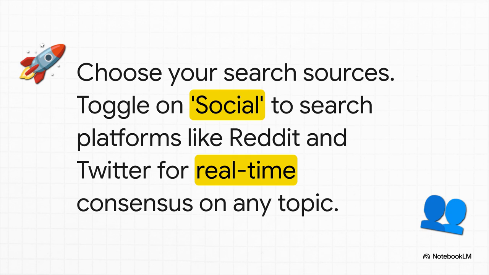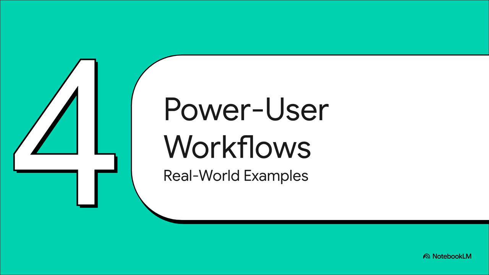You can actually tell it where to search. If you toggle on social, Perplexity will search places like Reddit and Twitter. This is an absolute game changer for getting a real-time pulse on what people are actually talking about on a given topic.